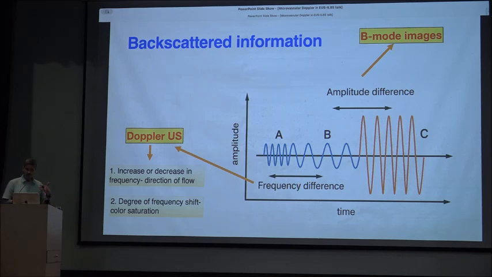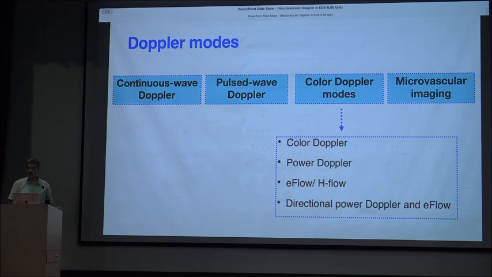So if an object is moving towards the receiver, the frequency increases and vice versa. So we can know the direction of flow, and the speed at which the object is moving towards you dictates the degree of Doppler shift, and this is reflected in color by color saturation, and we shall see this very briefly. So these are the Doppler modes that are now available.